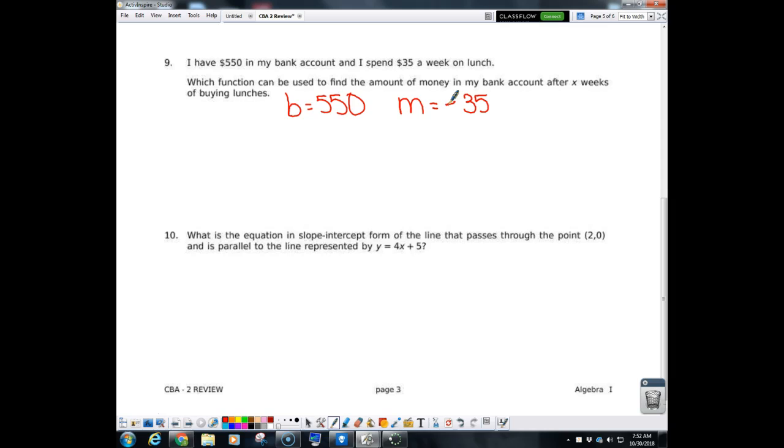Another way you could do it is actually thinking about it and seeing what the math would tell you. So I would make a table and say, okay, I start off with 550. After 1 week, I spend $35. So from 550, I'm going to take away 35. Then I would subtract 550 minus 35, which would be 515.